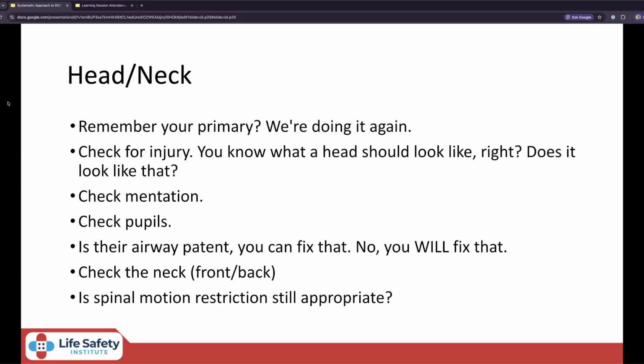We want to make sure that we're checking mentation, right? In our first learning session, we went over AVPU and GCS. So here's another chance. Okay, are they alert? Are they unresponsive? What's their GCS? Pupils. Our first lab day, we went over checking pupils, right?